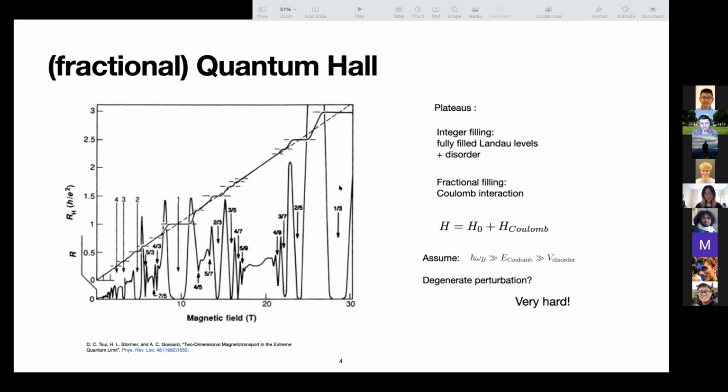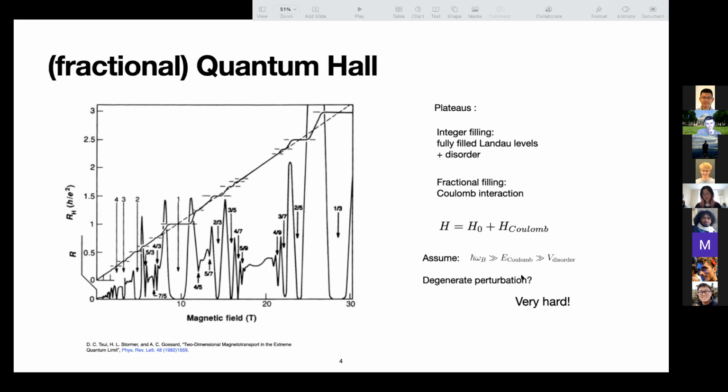For fractional filling, it's a little bit weird, because if we consider a partially filled Landau level, and we do not include any electron-electron interaction, there's no way we can get an incompressible state. So that means Coulomb interaction must be very crucial in this fractional quantum Hall context.